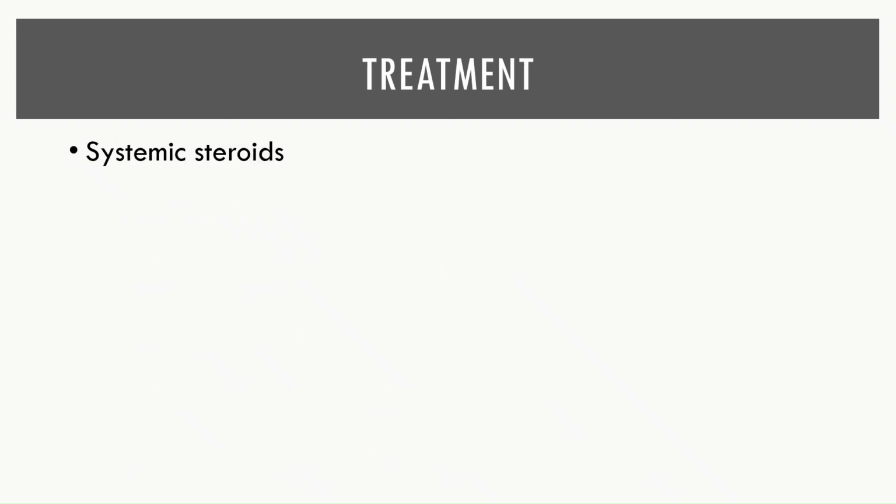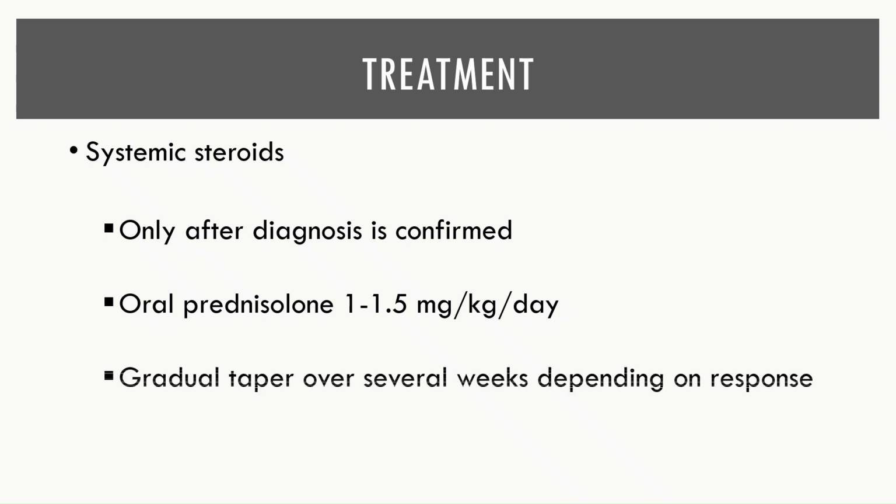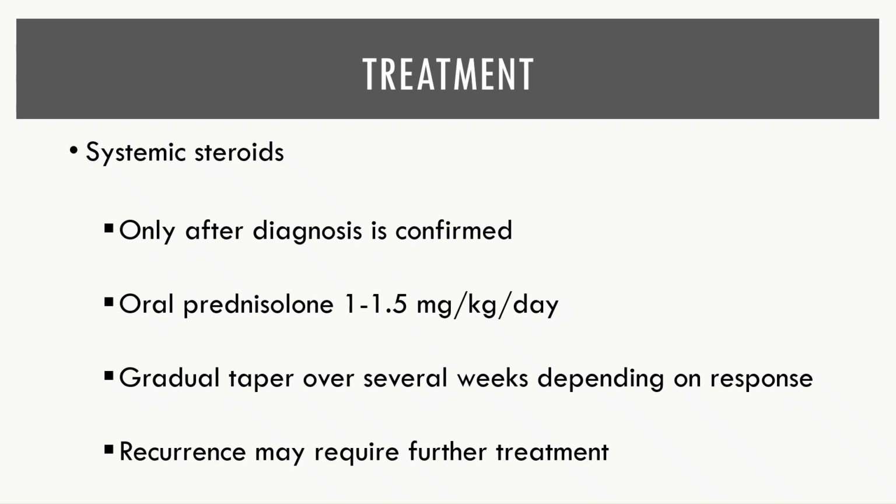Systemic steroids should be administered only after the diagnosis has been confirmed, as they may mask other pathology such as infection or Wegener's granulomatosis. Oral prednisolone is initially given at a dose of 1 to 1.5 mg per kilogram per day, subsequently being tapered and discontinued over a number of weeks depending on clinical response. Further treatment may be needed in the event of recurrence.